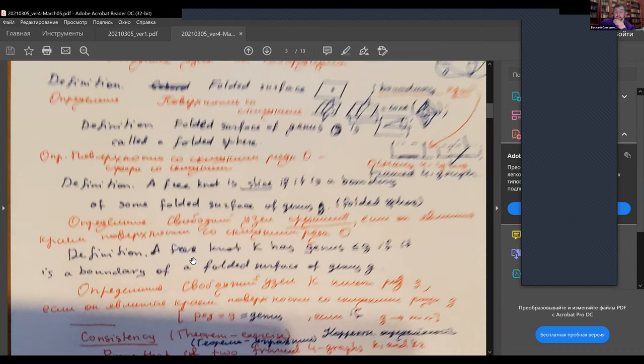So I put it under the carpet because I have only 90 minutes. I cannot prove all theorems in details. But look at my paper in Zbornik or look at our book. Please, so please, more questions.